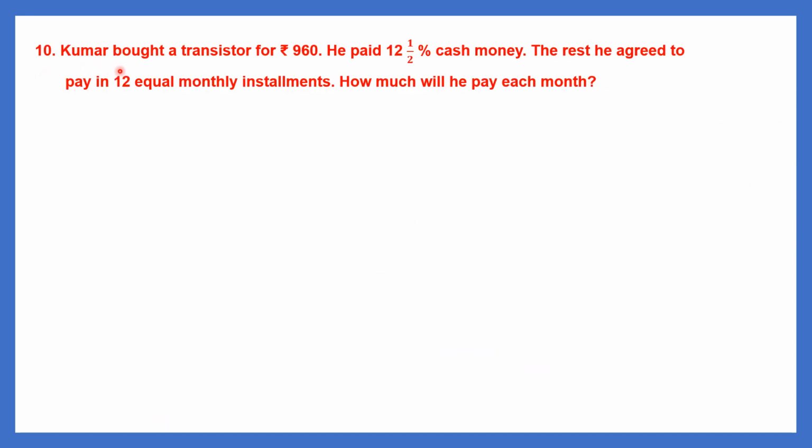Question 10. Kumar bought a transistor for 960 rupees. He paid 12 1 by 2% cash money. The rest he agreed to pay in 12 equal monthly installments. How much will he pay each month?